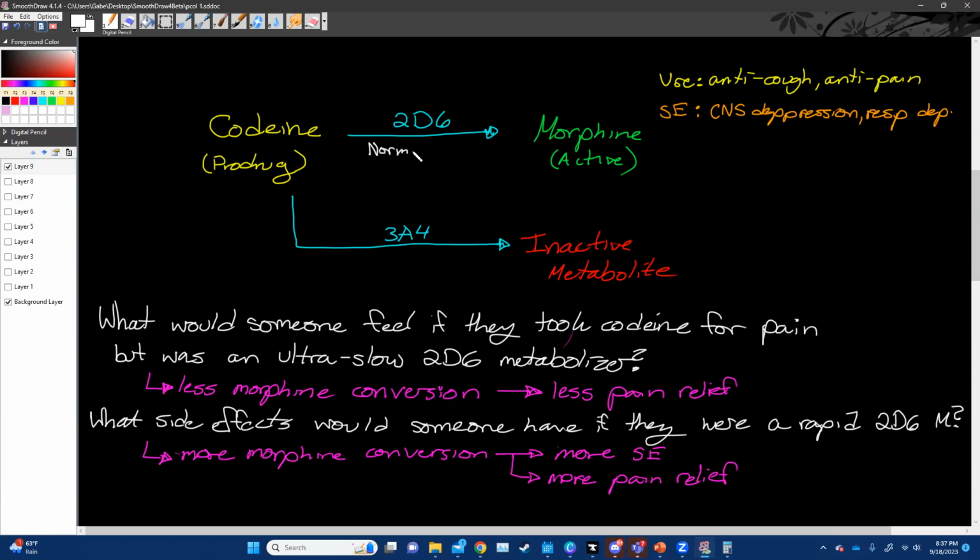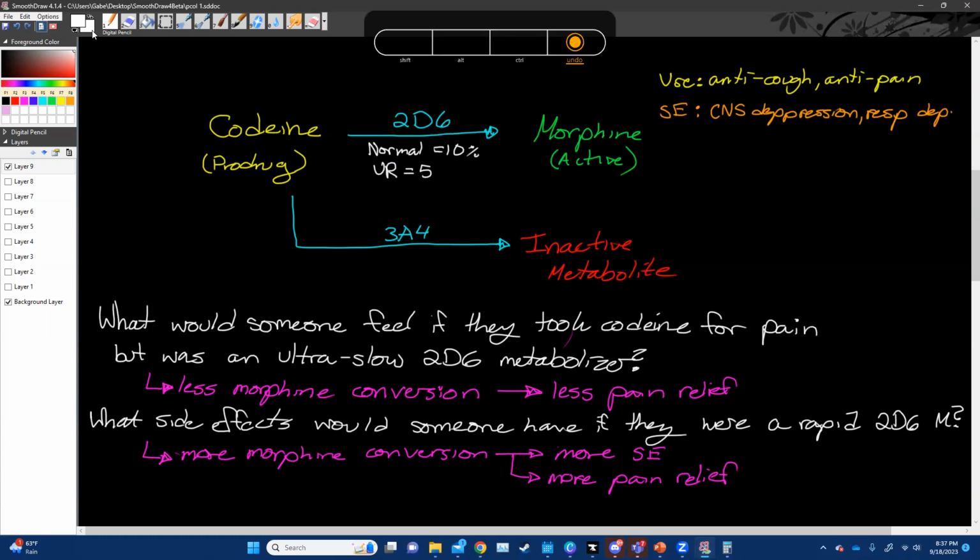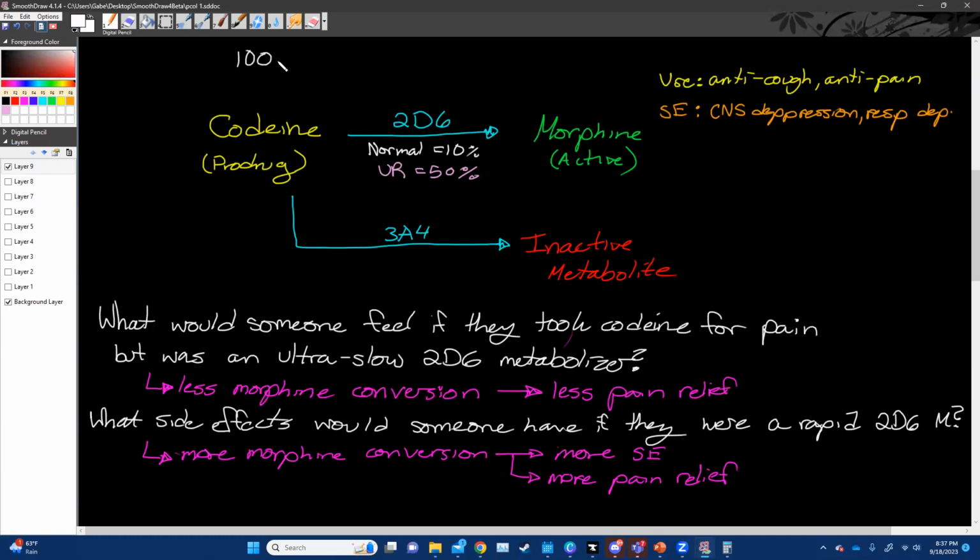So normal, 10%, ultra rapid, 50%. Ultra rapid, 50%. Normally, if I gave someone 100 milligrams, they're getting 10 milligrams of morphine, and that is a good amount of morphine for their pain relief. This is studied. We figured out that 100 milligrams of codeine is enough because you only need 10 milligrams of morphine to get some pain relief.